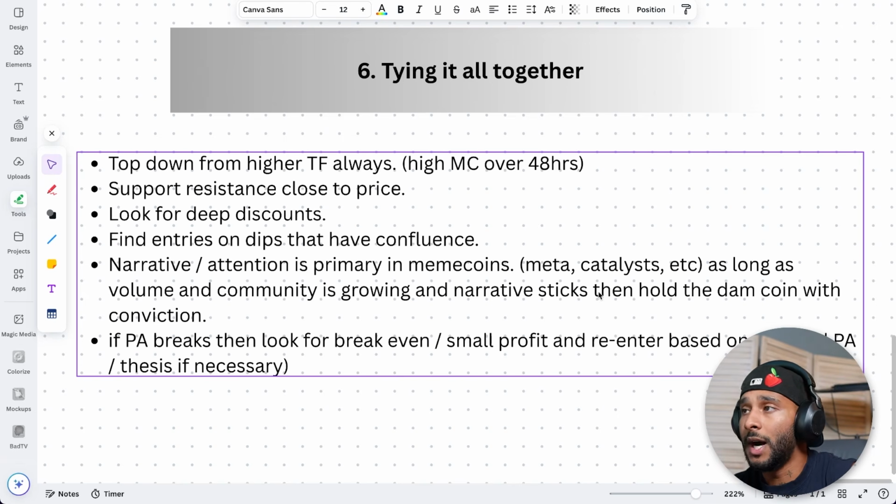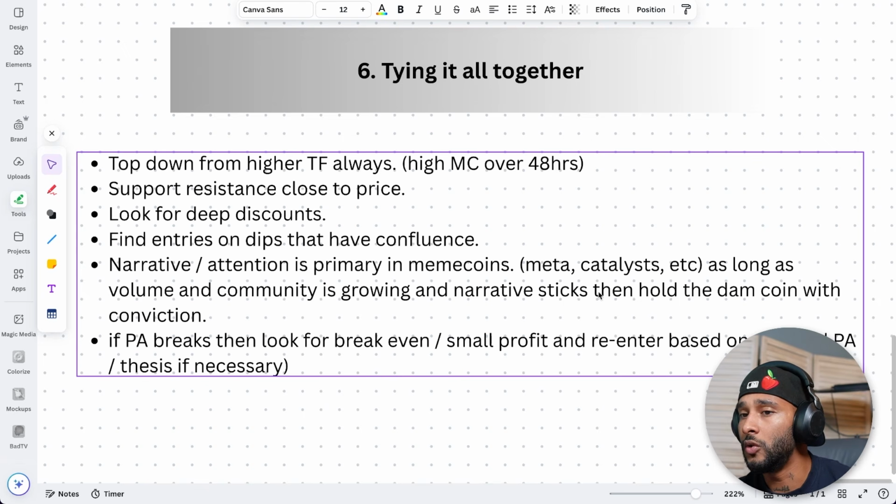Still strong narrative. In the next few hours and the next day or two, if it starts playing off of these levels that I'm showing you, you can still make money. Wait for the trade to come to you. Never chase these trades, and you do that with technical analysis. This is the most risk-averse thing that you can do. Just playing off of technicals, you will increase your win rate. Again, narrative and attention is primary in meme coins.